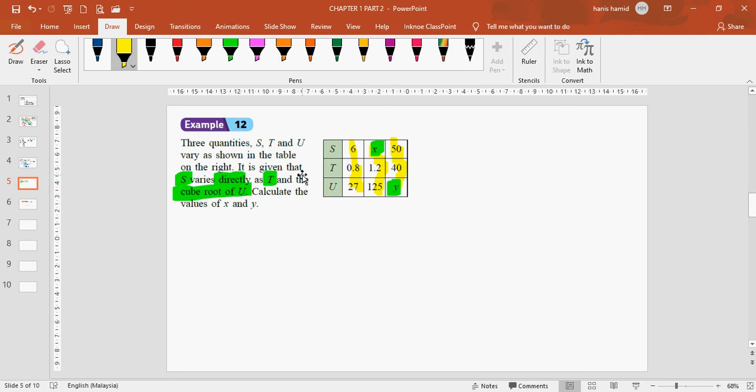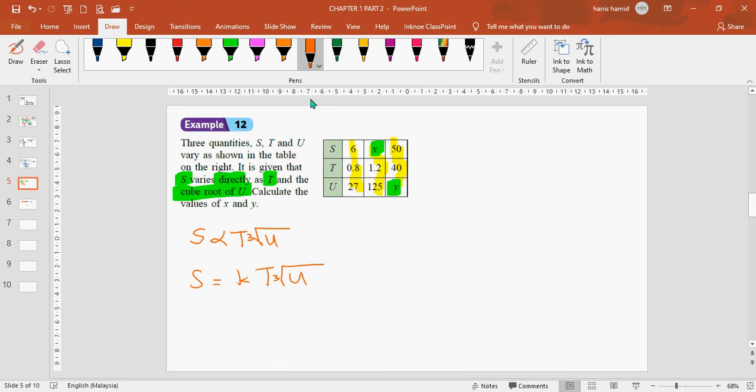So how to solve this question? We refer back to our note just now. It said that S varies directly as T and the cube root of U. Now we can write it in the form of equation: S equals K T cube root of U. And then the third step is to find the value of K.